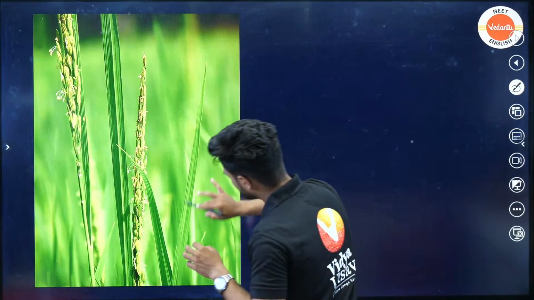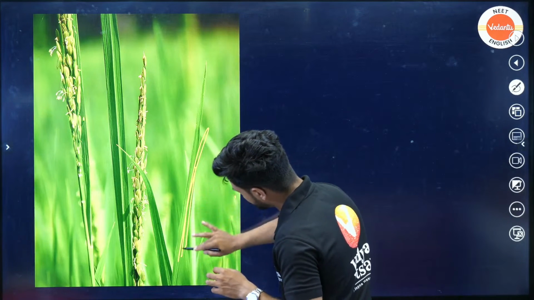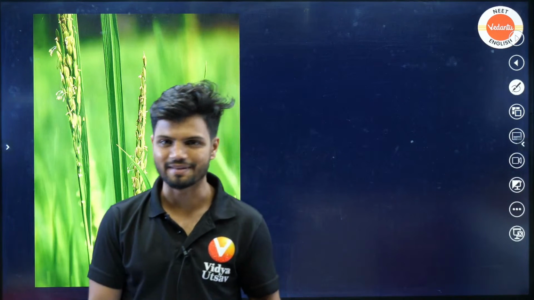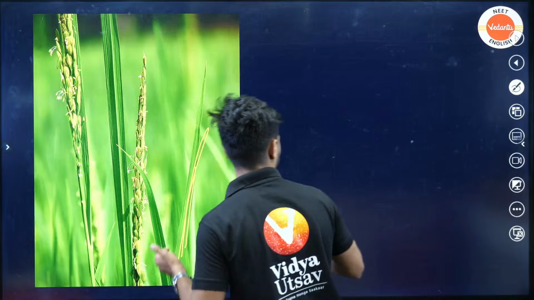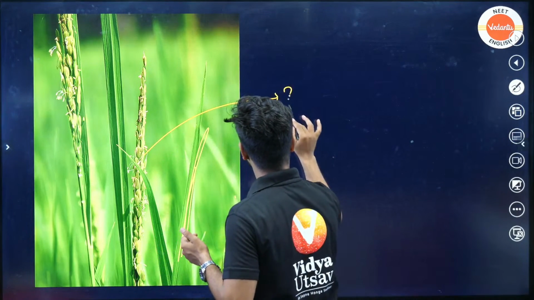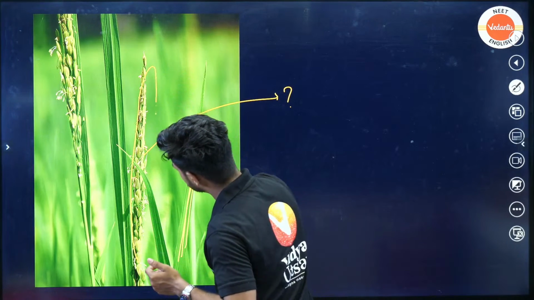See, all of you might have seen this, right? Now tell me in the chat, which type of venation do you see here? Since this is a monocot, we see parallel venation here. Now students, can anyone tell me what this is called? Do you see this? Some seed-like structure is there.